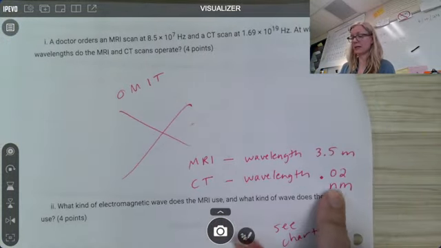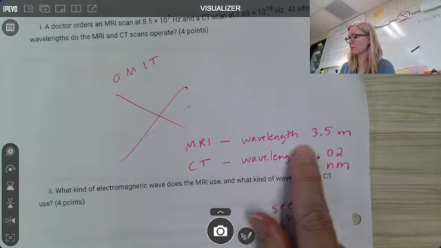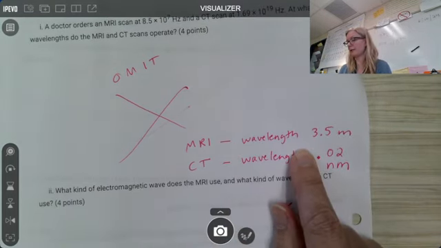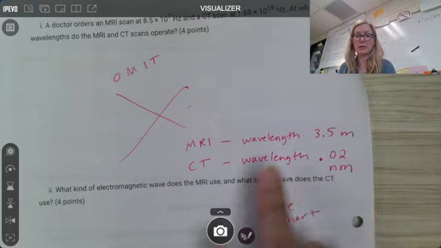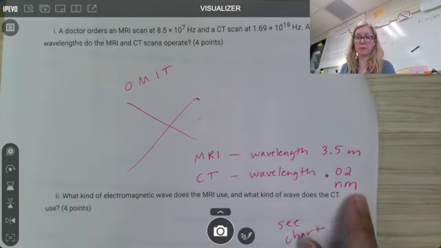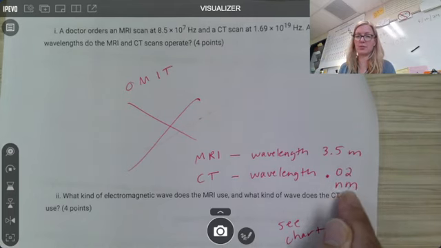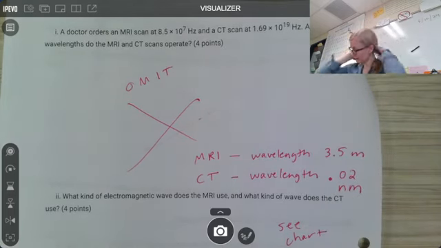I'm actually just going to tell you the answers to that because you do need them to do part 2. Okay, so when you solve for the MRI wavelength, you get 3.5 meters. And the CT scan wavelength is 0.02 nanometers. Okay, a nanometer is much smaller than a meter. So CAT scans have a much smaller wavelength than MRIs.